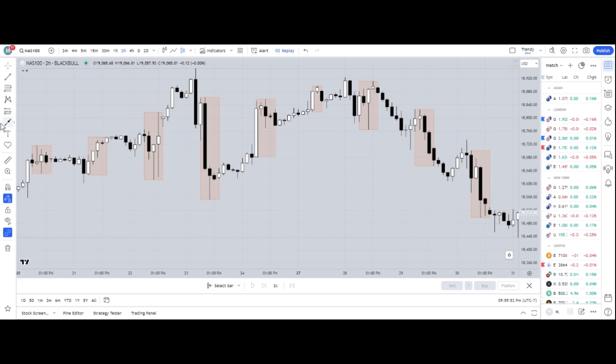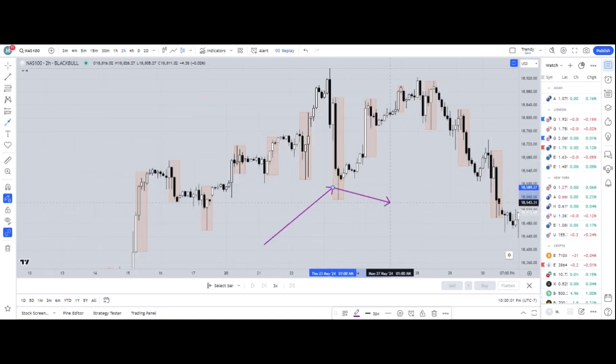That is what an engulfing candle looks like. Let me show you guys another pin bar. Another pin bar is right here. Look at that, long tail, small body, and the market went ahead and pushed up.